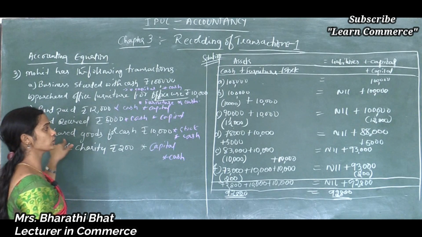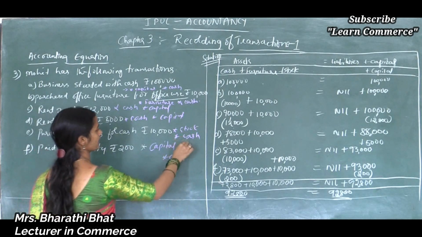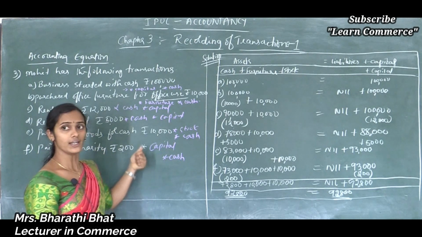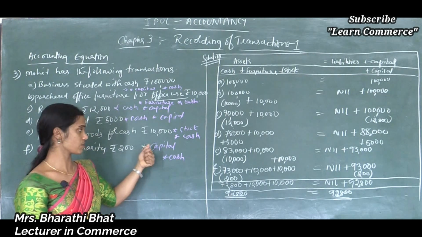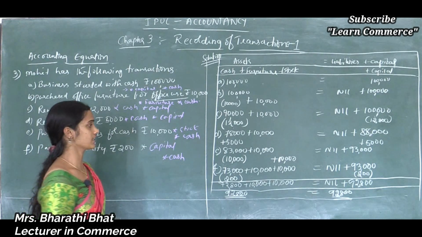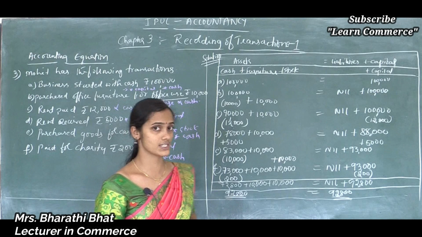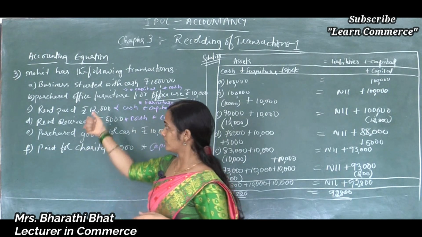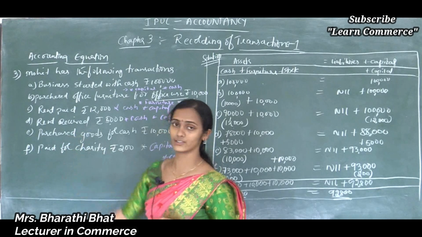Purchased goods for cash, this affects stock and cash. Another one is paid for charity, rupees 200. It is a loss to the organization, so capital shows decreased value. At the same time cash also shows decreased value. I hope you understood this equation. That is what the accounting equation is with these following transactions.